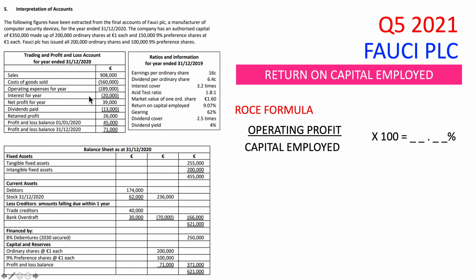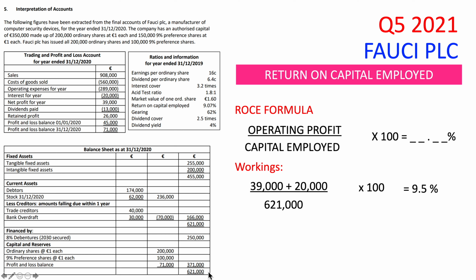So here we need to find the operating profit. Operating profit would be the figure that we would have here after the operating expenses have been taken away, okay? So it is our net profit that we have here, but before any interest is paid. So our operating profit figure is our profit figure before any interest, tax, all the rest has been taken away, okay? So it's going to be 39 plus 20 over 621,000 multiplied by 100, and that is 9.5%.